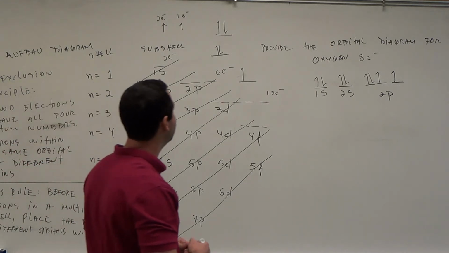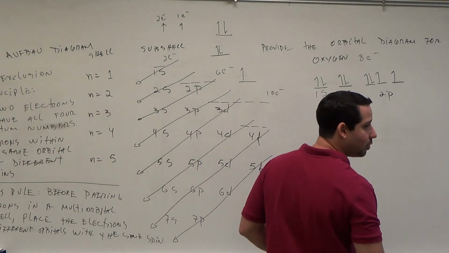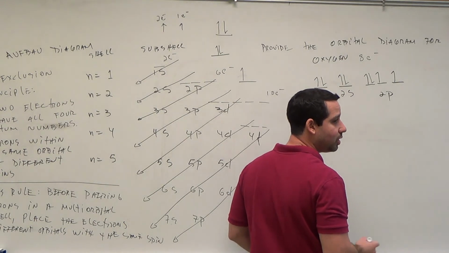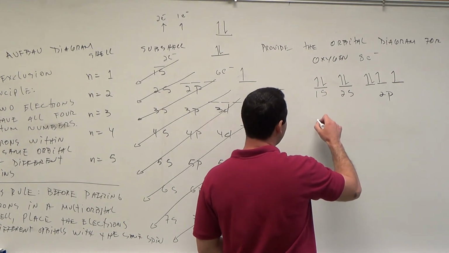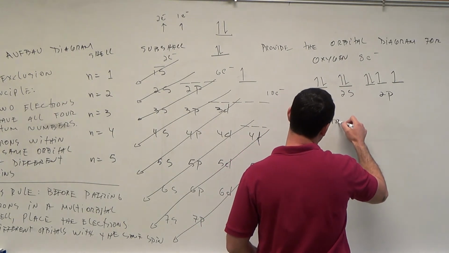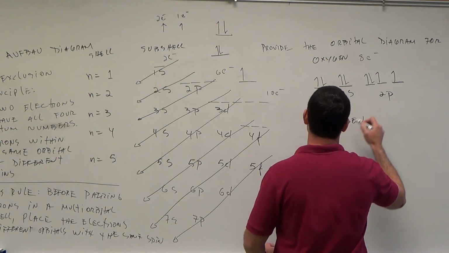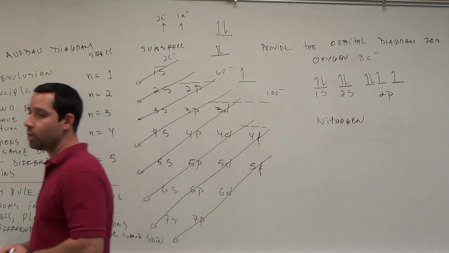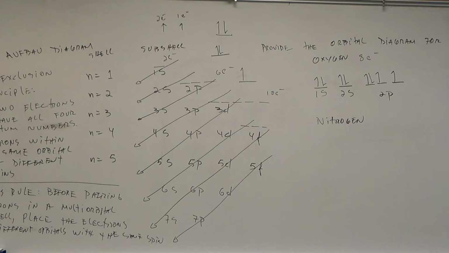All right. Good. Which one do you want to do now? Which one is the next one? Let's do nitrogen. Do the orbital diagram for nitrogen.